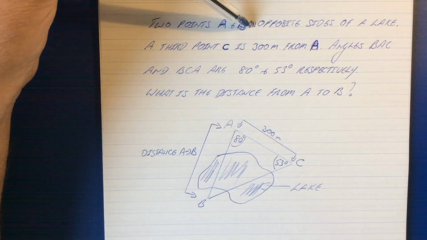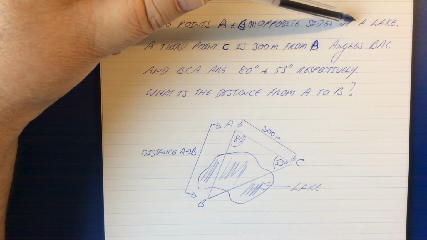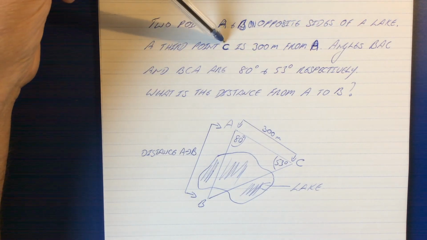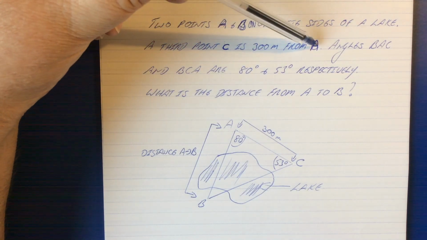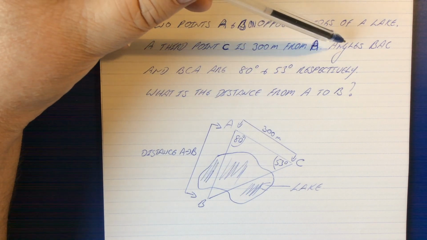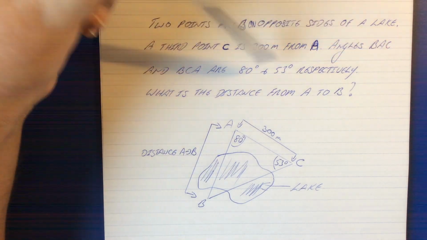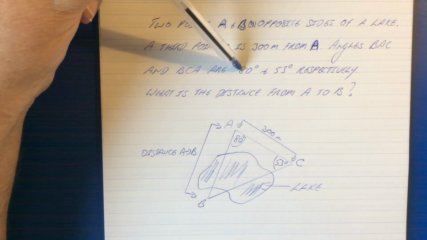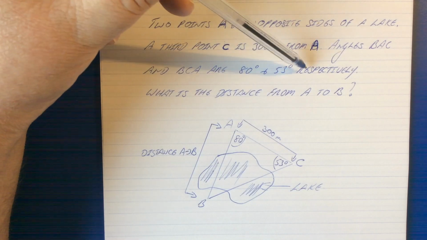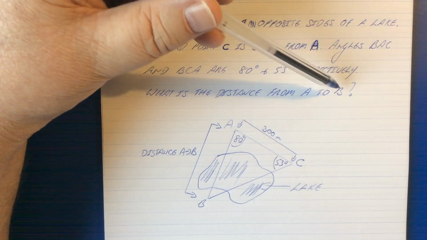Two points, A and B, on opposite sides of a lake. A third point, C, is 300 meters from A. Angles BAC and BCA are 80 and 53 degrees respectively. What's the distance from A to B?